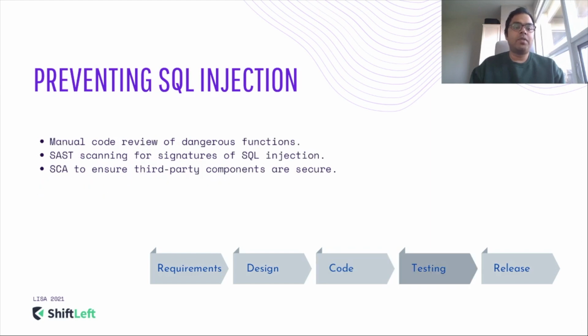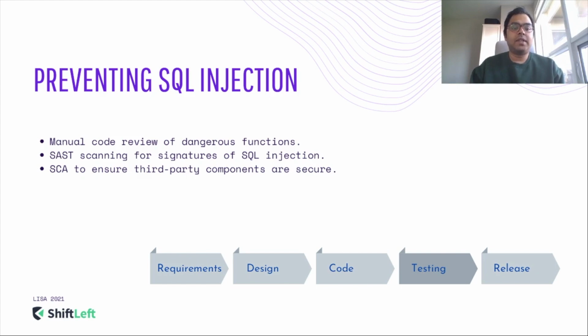Then we come to the testing. So once the code is done, it's ready. We have to test it from a security perspective as well. A manual code review is one of the most important ones, which you should always run. That's usually there these days in companies, but you have to think from a security perspective now. Same with SAST scanning for signatures of SQL injection. So a SAST tool could be run which checks the signatures. It's a very common and a very straightforward thing to do.